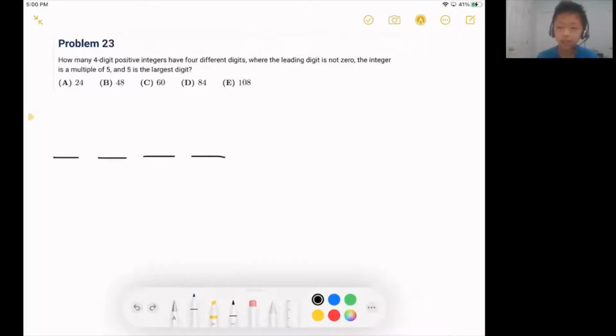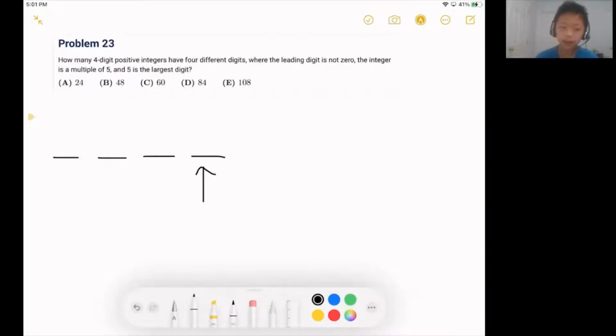In this case, the most restrictive condition is the phrase, the integer is a multiple of 5. The reason that's restrictive is because that really limits what this last digit can be. In order for a number to be divisible by 5, we have to have the last digit be either 0 or 5. I think that's a common divisibility rule. In case you don't know that, we'll probably get to that later. So we want the last digit to be a 0 or a 5 in order for the number to be a multiple of 5.